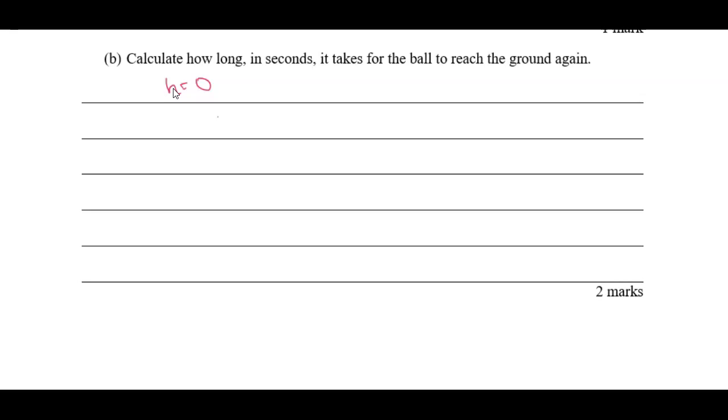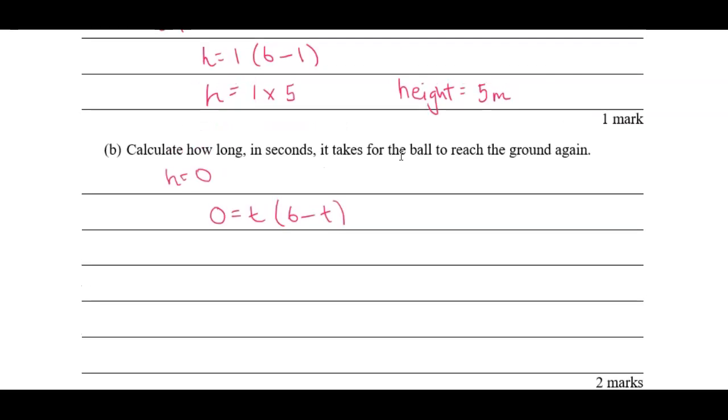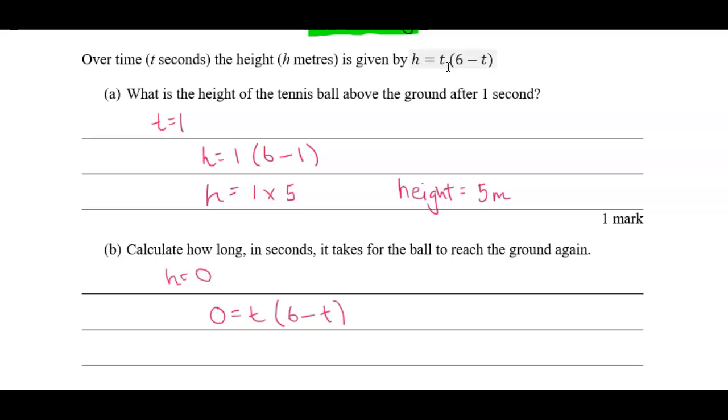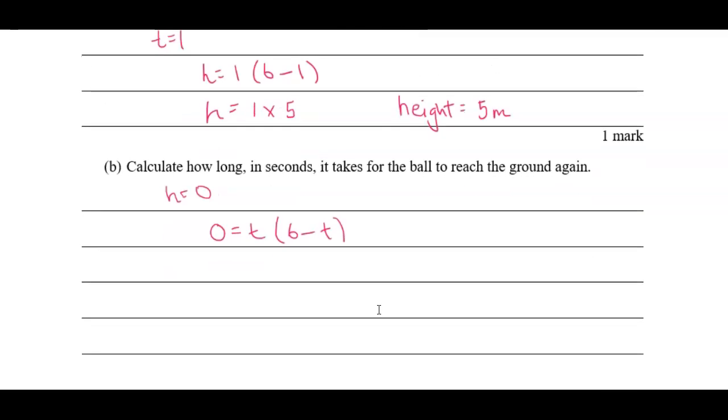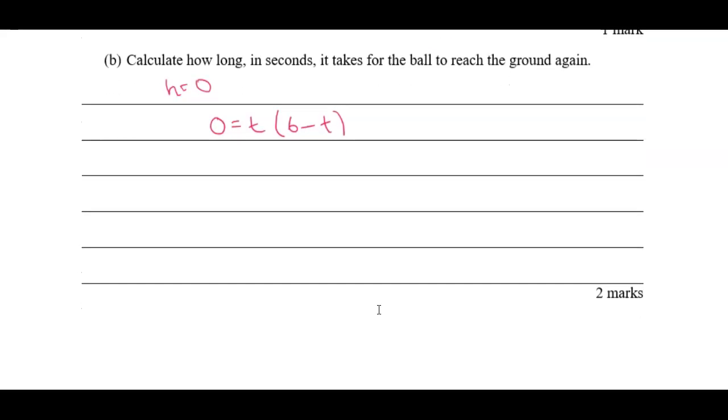So in our formula, we're going to have 0 equals t times (6 minus t). Okay, and if you scroll up, that's where I got the equation from. h equals t times (6 minus t). You're just letting h equal 0. All right, so we need to solve for t.